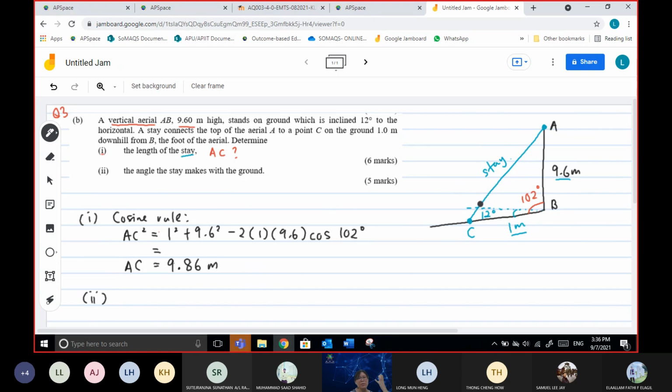As I said, once you get the triangle, you know what to do. But I do realize that many of you drew the triangle, but there are some things wrong with the angle. So it means you don't really understand the question well.